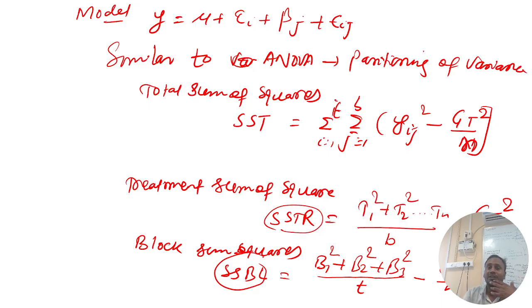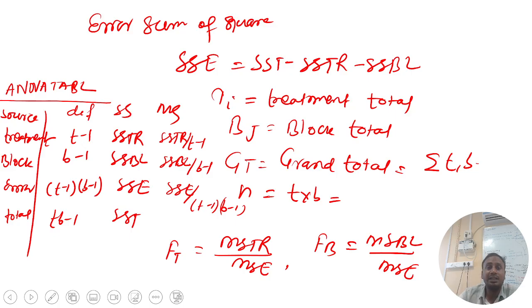Same thing we discussed last time, treatment, block and all. The total sum of squares is the summation over i, j, treatment and block, of Yij square minus GT square by n. Then we check the treatment sum of squares: T1 square plus T2 square plus up to Tn square, divided by B. The block sum of squares is B1 square plus B2 square plus B3 square, divided by 3, minus G square by n. GT is the grand total, the summation of all observations, so GT square by n. Then in a similar way we make the ANOVA table.